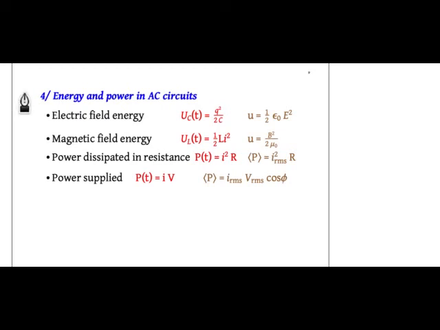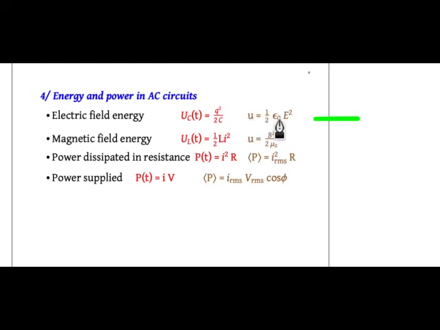Now the final point is energy and power in AC circuits. And again, there's a separate section on this in chapter 30. We know the electric field energy. It's the energy in the capacitor. It's Q squared over 2C. That comes from the electric field. The energy density of an electric field is 1/2 epsilon 0 E squared. So there's the field energy for the electric field.